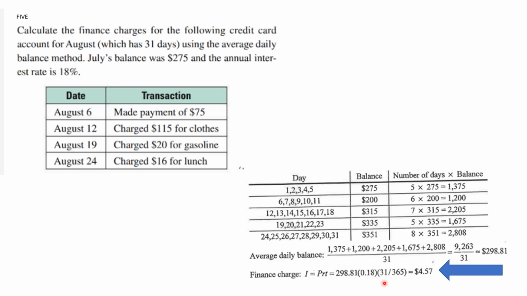And so I take that as my principal. The rate is 18%, but it's this fraction of the year. It is 31 over 365, so your answer should have been $4.57.